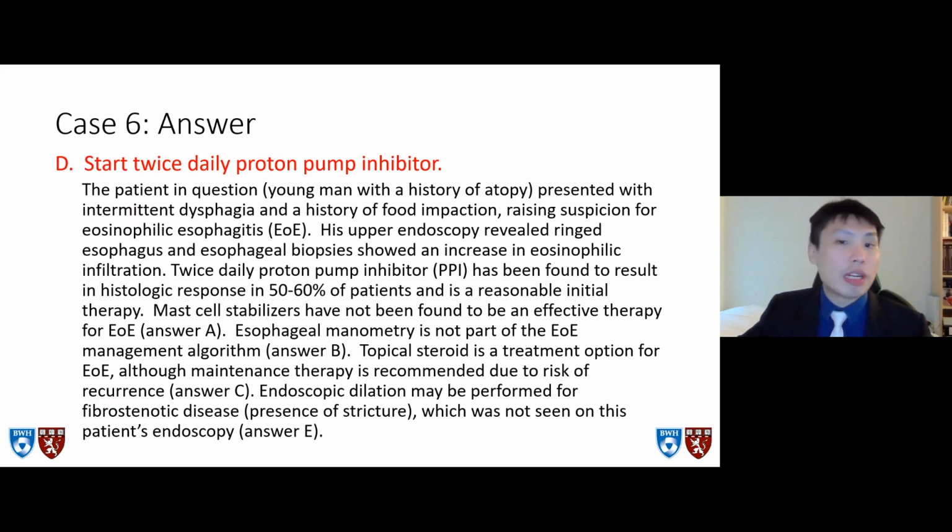Esophageal manometry is really not part of the management algorithm for EOE. Topical steroid is a treatment option for EOE, although maintenance therapy is recommended due to the risk of recurrence, so not just an 8-week therapy. Endoscopic dilation may be performed for presence of strictures, which was not seen in this patient's endoscopy.